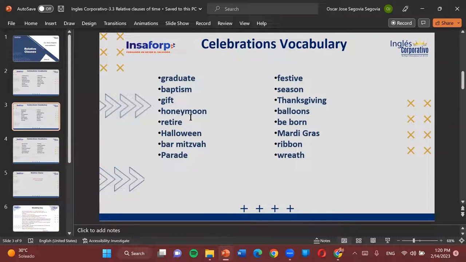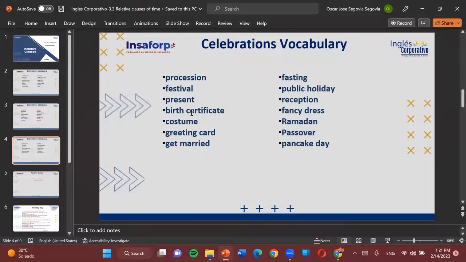then we have baptism, que es un bautizo, honeymoon, que es una luna de miel, retire, que es el retiro, Halloween, pues es Halloween también en español, un bar mitzvah, ¿sí? Un desfile, una festividad también, cuando celebramos el Día de Acción de Gracias, cuando celebramos, este no necesariamente porque nosotros no celebramos el Mardi Gras, también la celebración que se puede dar cuando alguien, ¿verdad?, nace, to be born. También tenemos una procession, ¿sí? When we have a procession, when we have, es una procesión, a festival, un festival, when we, ¿qué más? Get married, ¿sí? O sea, esa sería otra celebración, when we get married.